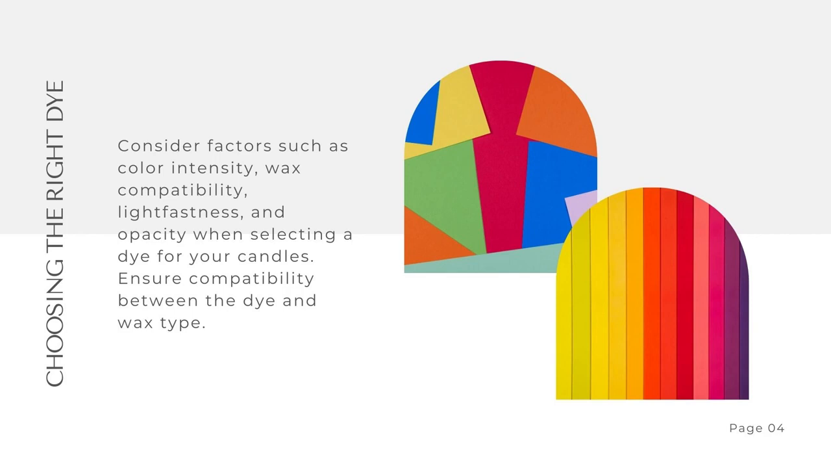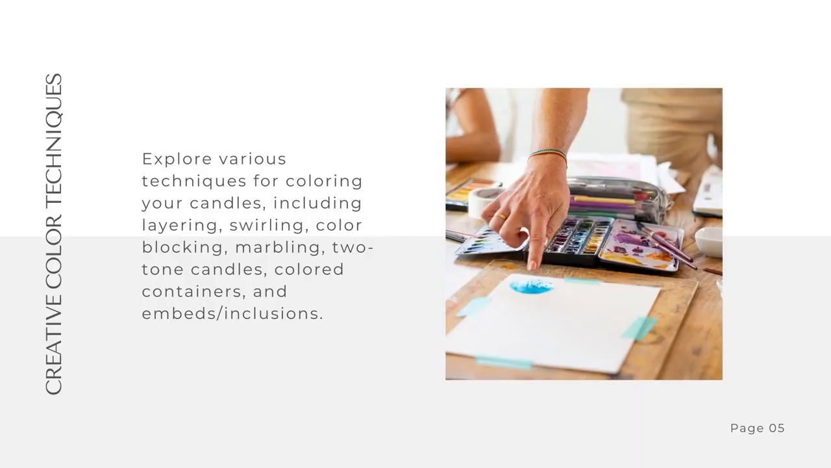Opacity. Liquid dyes are typically transparent, allowing some light to pass through the wax. This can create a beautiful translucent effect. Dye chips, on the other hand, can be opaque or transparent depending on the specific dye. Opaque dyes will completely block out light, resulting in a solid color throughout the candle.